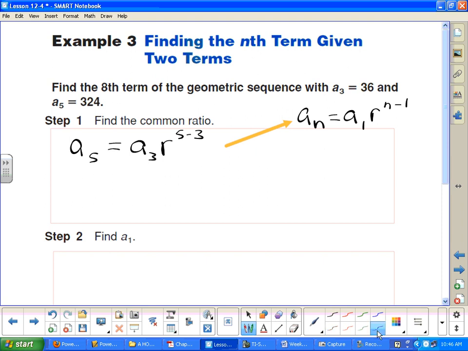So, we've got a to the fifth is 324. A cubed is 36. And we don't know r, but it's r squared then. All right, so we divide by 36. And so we get r squared equals 9. Okay. Now, here's where it gets a little tricky. If r squared equals 9, what does r equal?